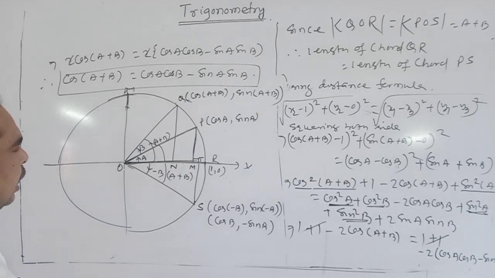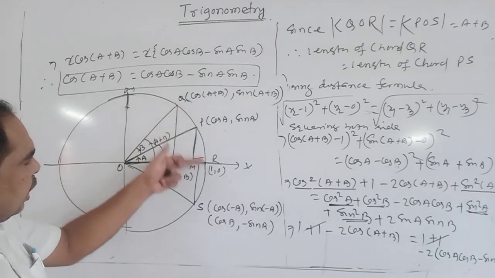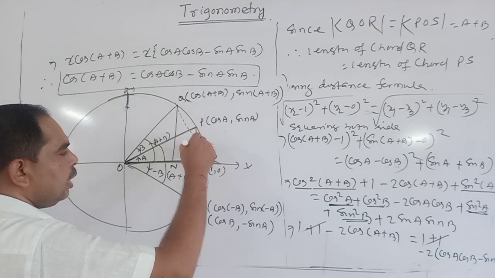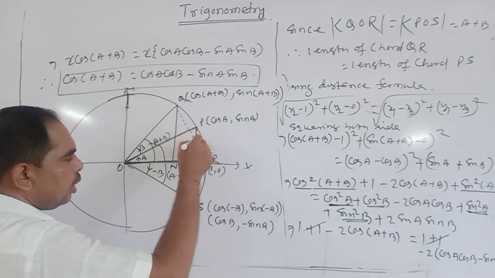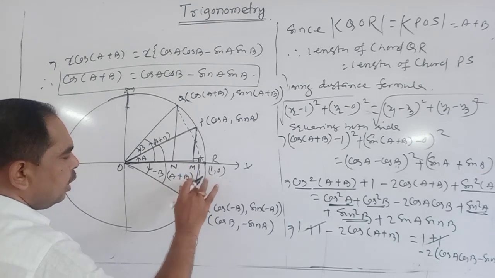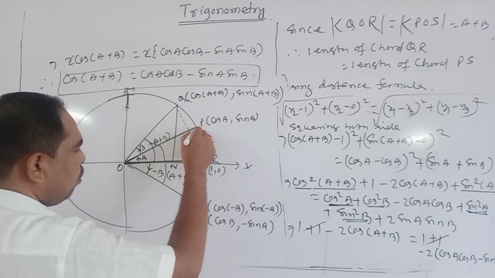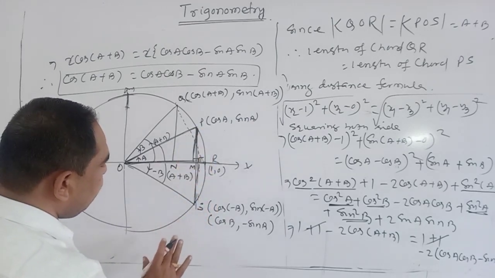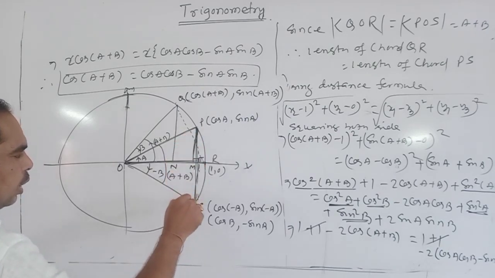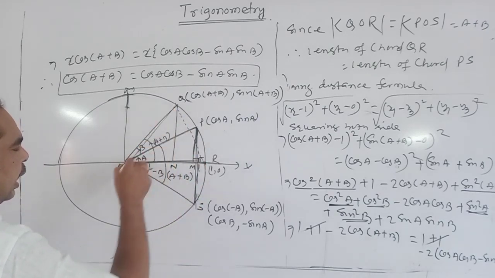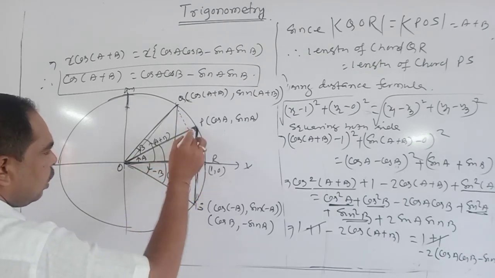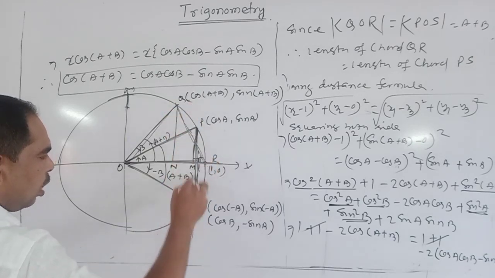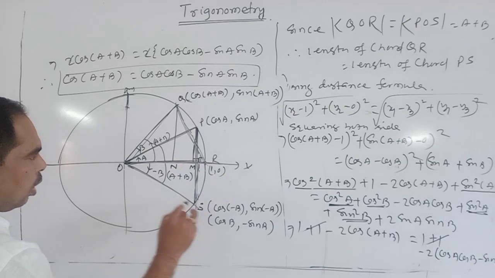Next, join QR and join PS. Join QR, and join PS. Since this angle, the magnitude of this angle, is equal to the magnitude of this angle, therefore the lengths of these two chords are equal.